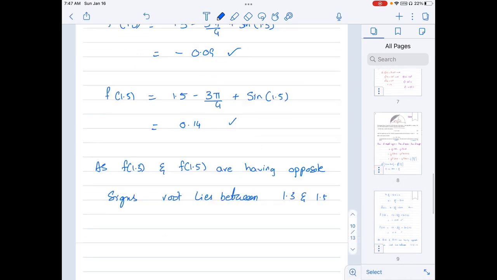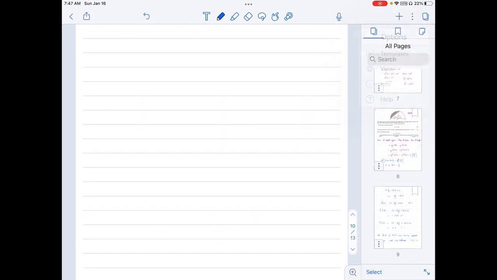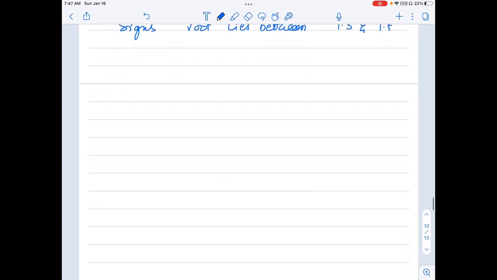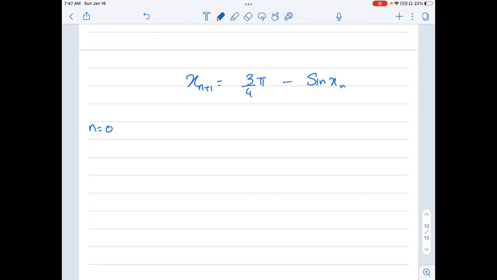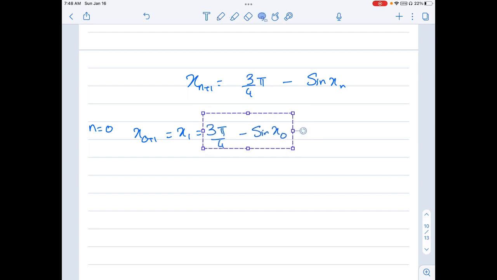So I quickly add a page over there. The iterative formula has been taken as x(n+1) equals 3π/4 minus sin xn. So what am I going to do? n is equal to 0. So x0+1, I write over here, x0+1 is equal to x1 is equal to 3π/4 minus sin x0. x0 value I take it as, let me move this one also a bit aside.